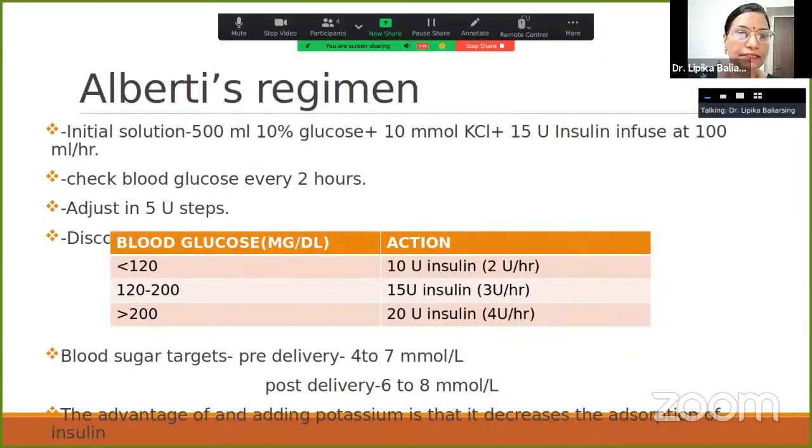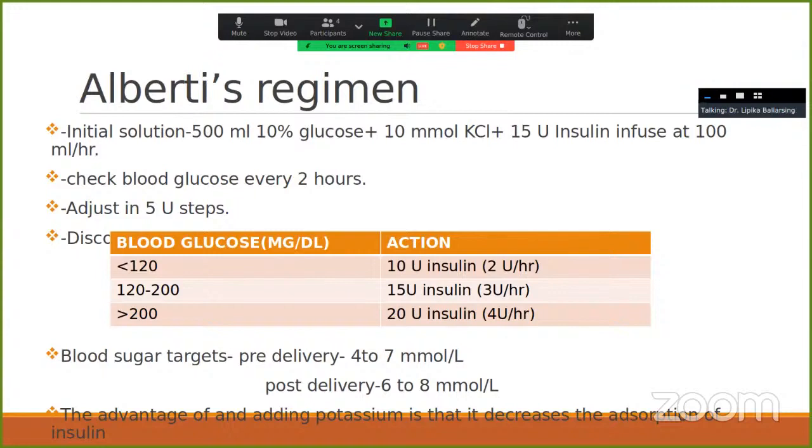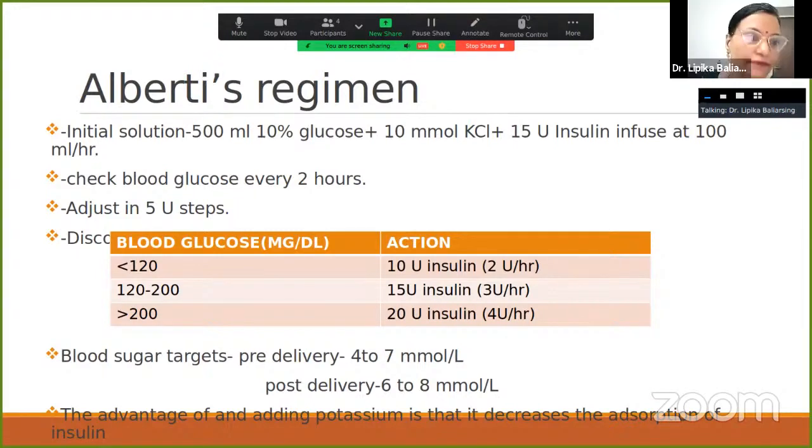Usually we follow Albert's regime, where we add 10 millimoles to 20 to 30 millimoles of KCl. The advantage of adding potassium is that it decreases the adsorption of insulin, so in this regime the insulin gets delivered in a better way. Here we have to adjust in 5 minute steps. With blood glucose less than 120, we put 2 units per hour. For 120 to 200, we put 3 units per hour. More than 200 is 4 units per hour.